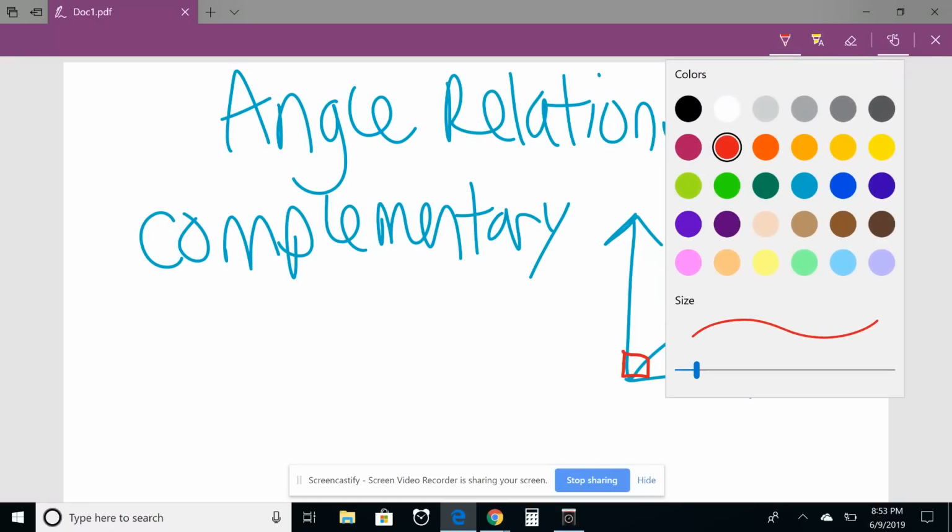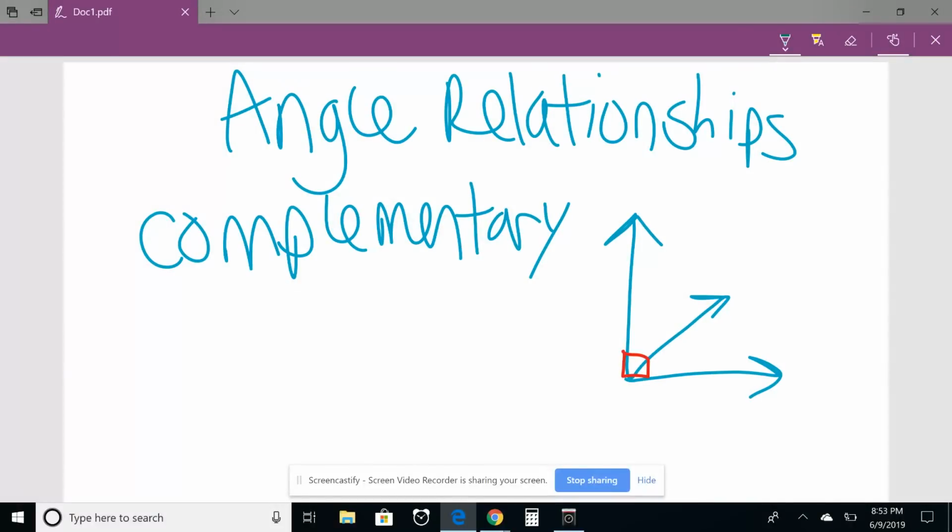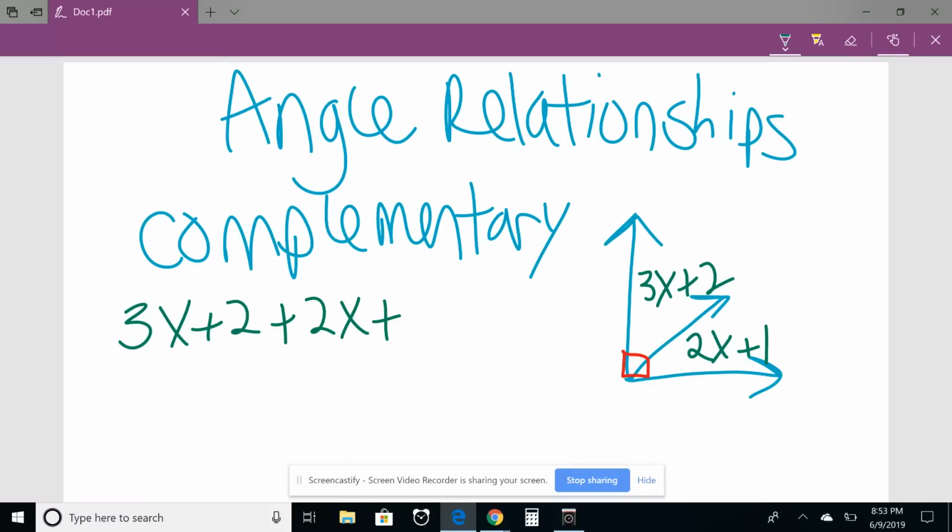Okay, so let's say this angle is 3x plus 2, and this is 2x plus 1. In order to make an equation to figure out those angle measures, you add them to equal 90.